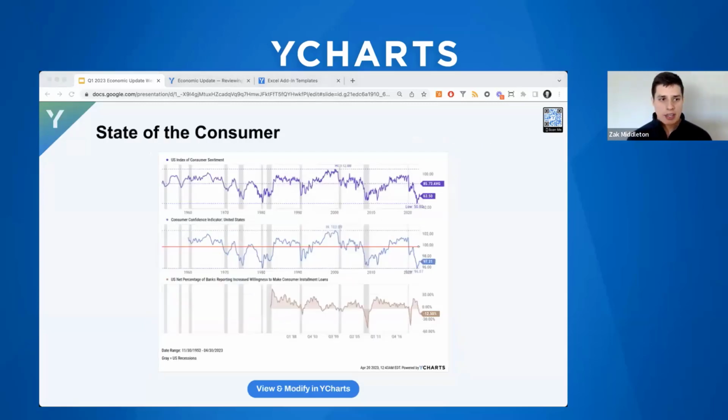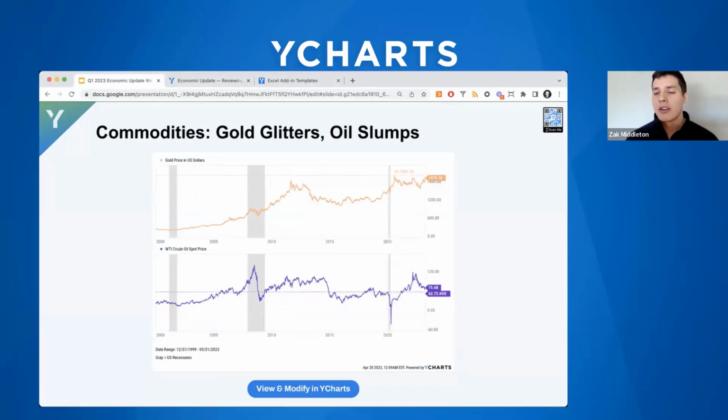All right, next slide here. There we go. Gold glittering and oil slumping. So amidst persistent inflation, we saw the price of gold per ounce finished just below $2,000, whereas the prices of WTI oil, on the other hand, slipped about 5.6% throughout the quarter. So perhaps even more interesting and more applicable to the day-to-day consumer, the average price of regular gas increased 6.1% to just above $3.50 per gallon.